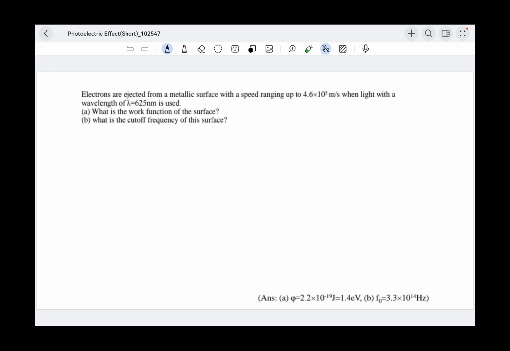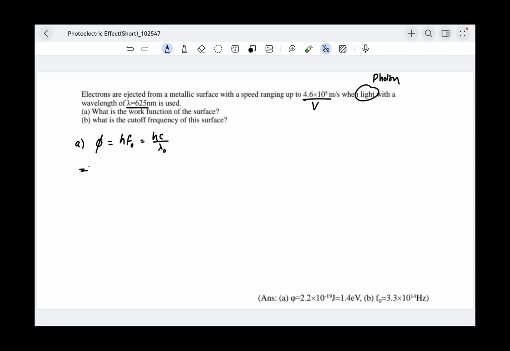Another problem. Electrons are ejected from a metallic surface with a speed ranging up to 4.6 times 10 to the power of 5 meter per second. The speed is given to us when the light, so this is related to photons, okay, when the light with a wavelength of 625 nanometers is used. What is the work function of the surface? Work function, the formula is hf naught or hc by lambda naught.